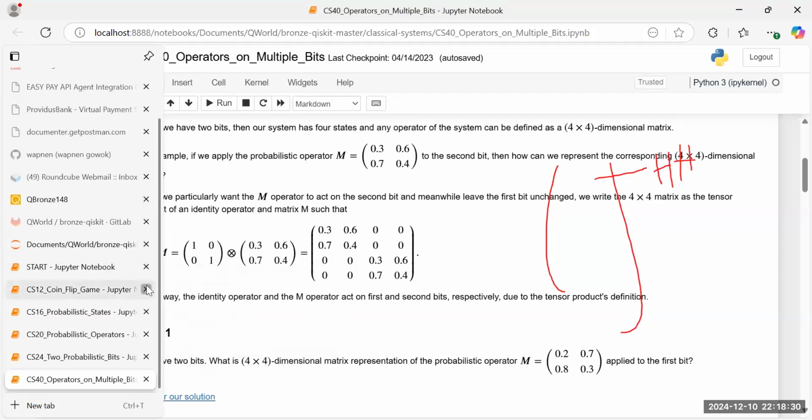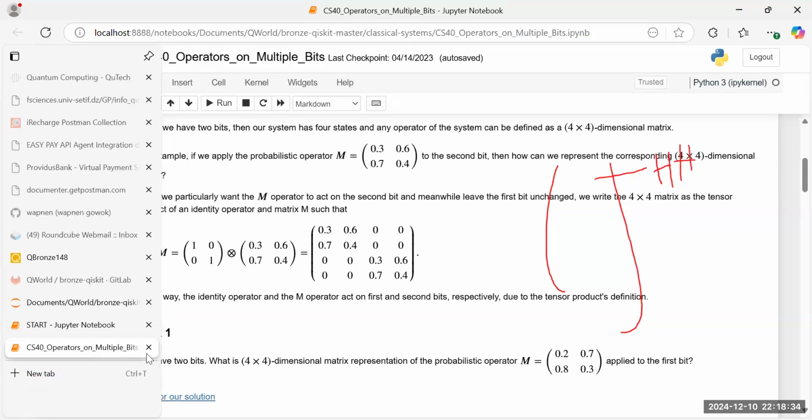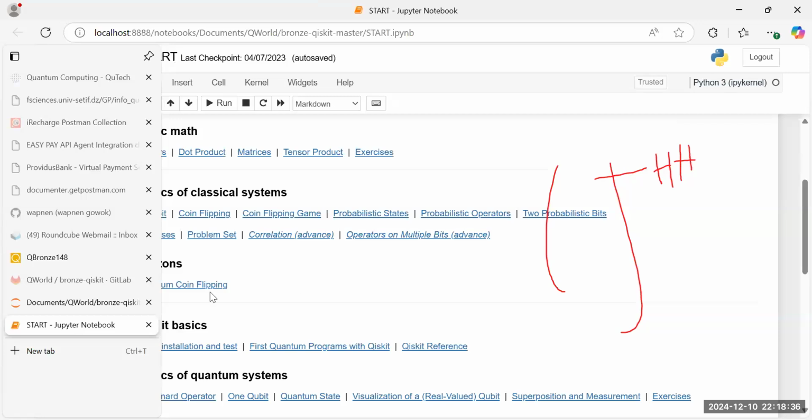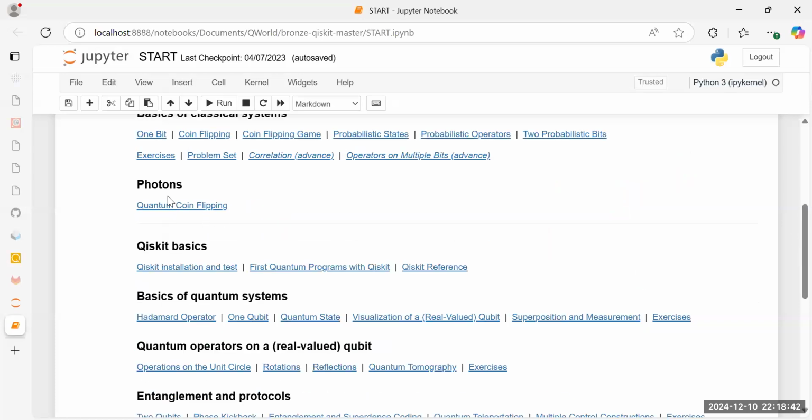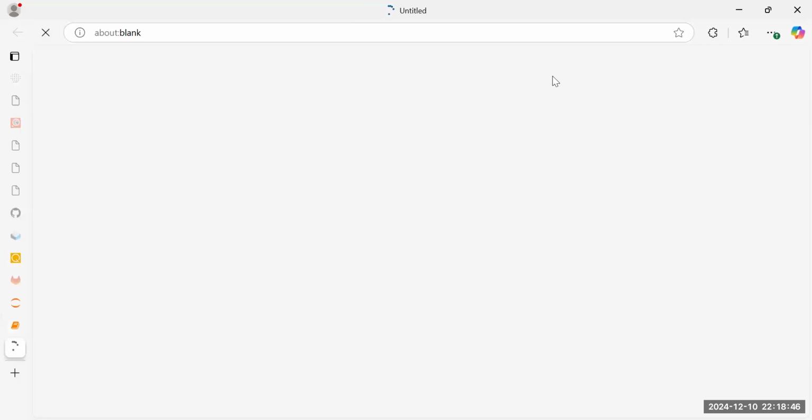Okay, so that's a brief summary of everything that we covered yesterday. So now we can move on to quantum systems. So we're going to start off by looking at flipping a quantum coin.